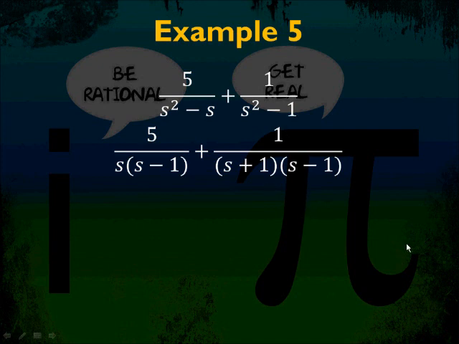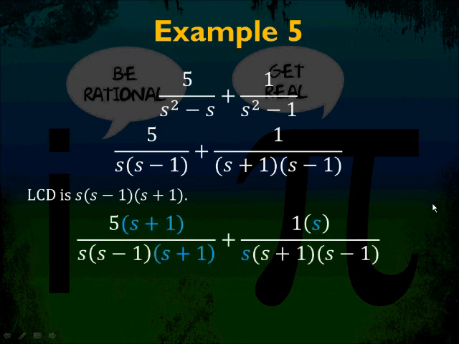So now you need to figure out what the least common denominator is. This has an s and an s minus 1. This has an s plus 1 and an s minus 1. So what you need to do is find that the least common denominator is s times s minus 1 times s plus 1. All three factors must be in the common denominator. So which means you have to multiply the left fraction by an s plus 1 on the top and the bottom, and the right fraction by an s on the top and the bottom.